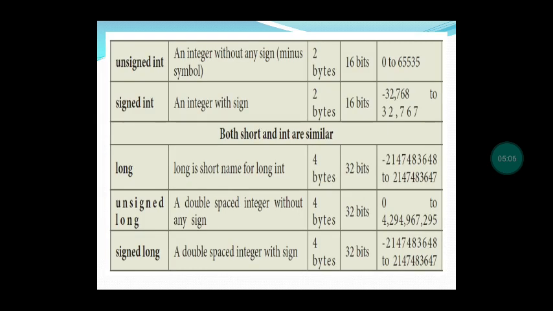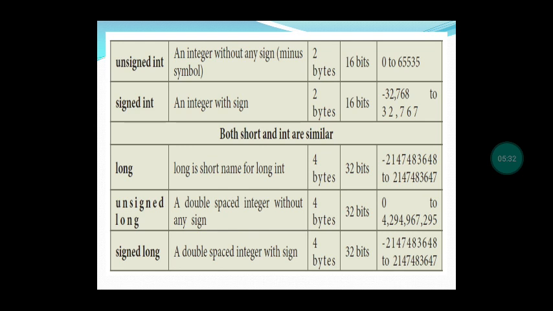Next, unsigned integer. It is also represented without any sign, and it has a memory space of 2 bytes, that is 16 bits. Its range of value is from 0 to 65535. Signed integer is an integer with a sign, and it has a memory space of 2 bytes, that is 16 bits, the same as integer. The signed integer is the same.